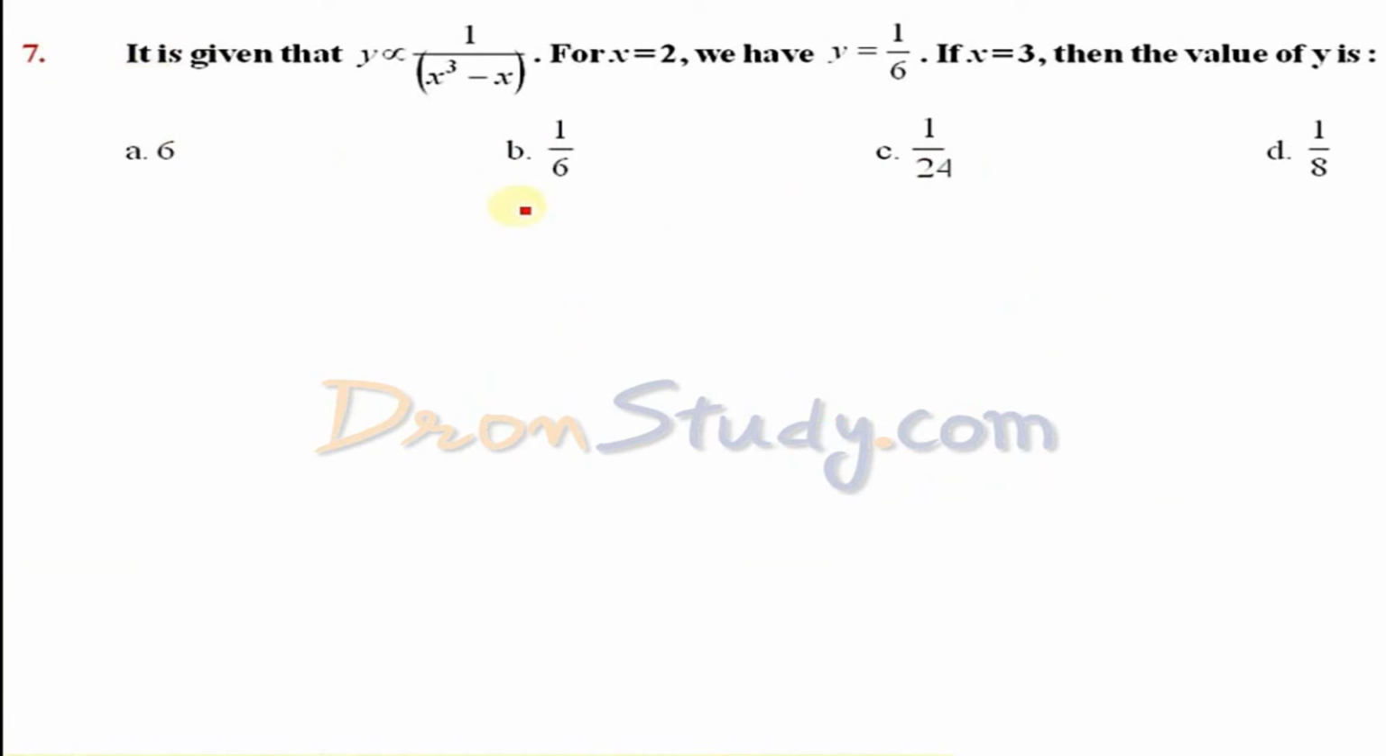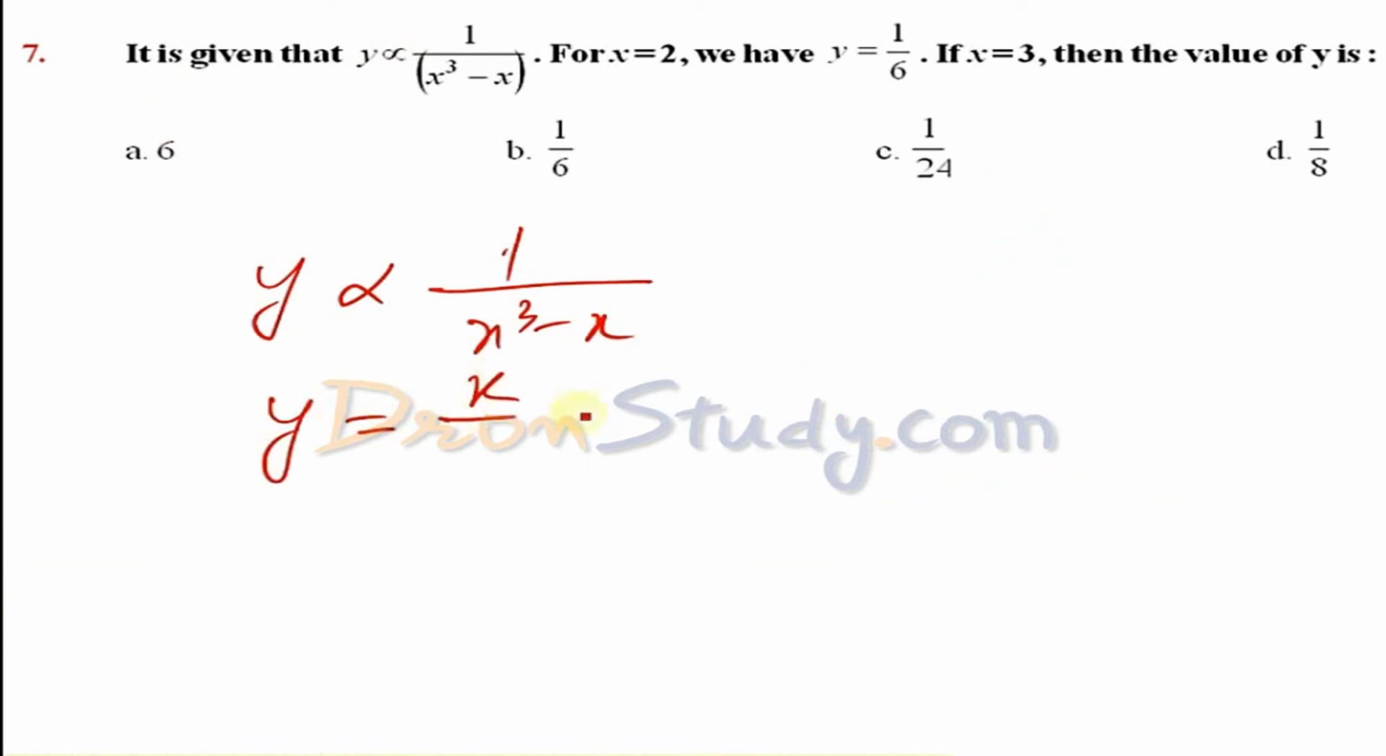Again, these types of questions are very tricky. We have to solve completely. Y is proportional to 1 upon x cube minus x. Now remove this proportional sign, we put k as constant, k upon x cube minus x. Given that x is equal to 2, we have y as 1 by 6, so 1 by 6 is equal to k upon 8 minus 2, so k would be 1.